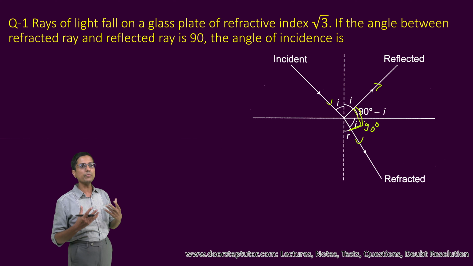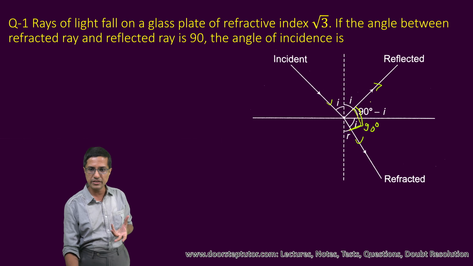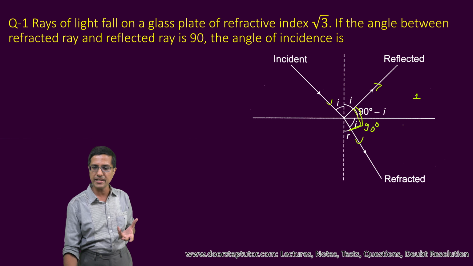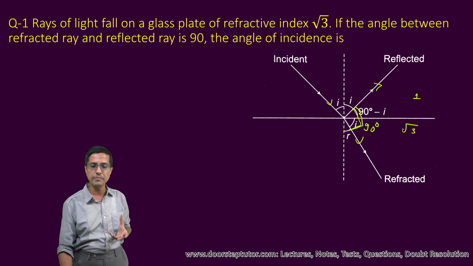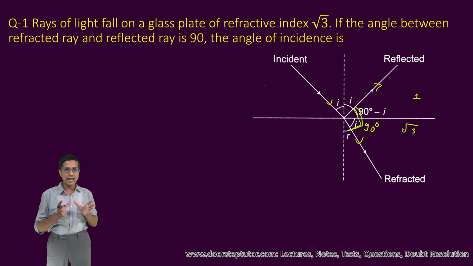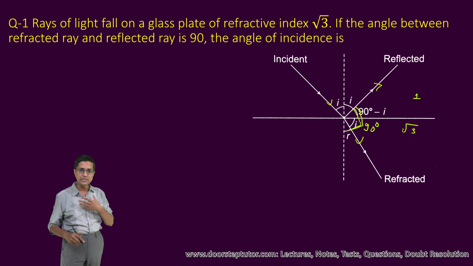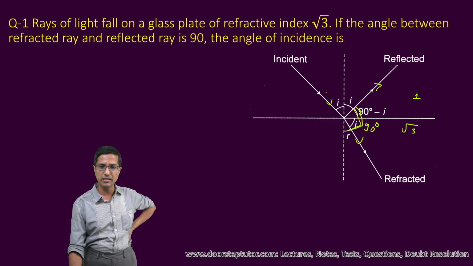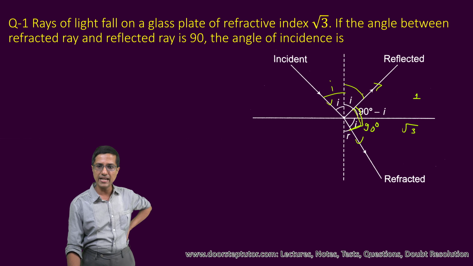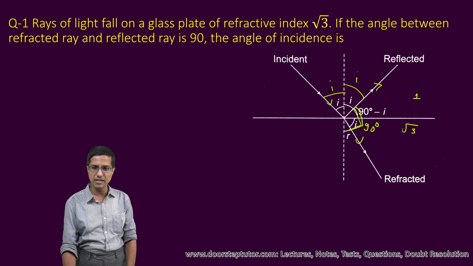We have also been told that this is air, and the refractive index of this medium is √3. Now we have to find out the angle of incidence. See, the law of reflection tells us that this is the angle of incidence, angle i. Then of course this has to be the reflected angle, and this also has to be angle i only. Now we also know that this surface is 90 degrees. I'll change the color a little bit and tell you that this is 90 degrees.